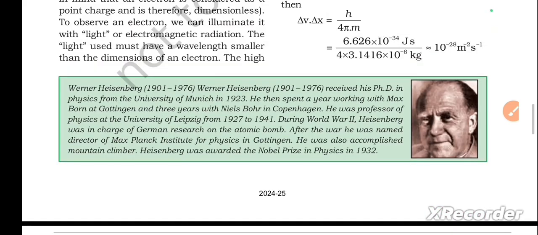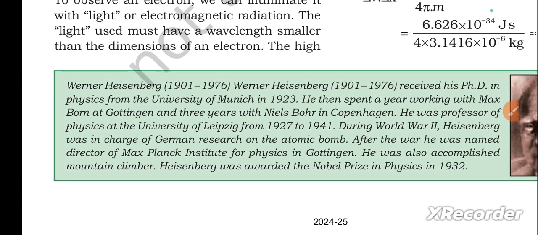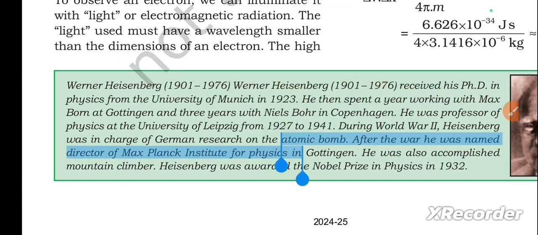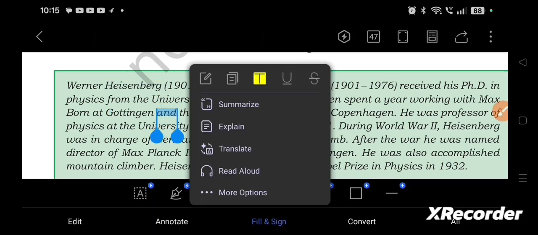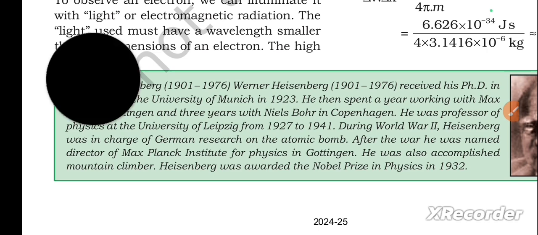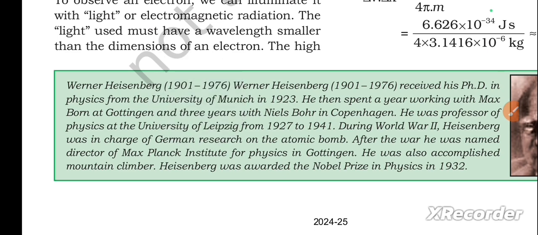Okay. So here in a green box they have given information about Werner Heisenberg, 1901 to 1976. Werner Heisenberg received his PhD in physics from the University of Munich in 1923. He then spent a year working with Max Born at Göttingen and 3 years with Niels Bohr in Copenhagen. He was professor of physics at the University of Leipzig from 1927 to 1941.